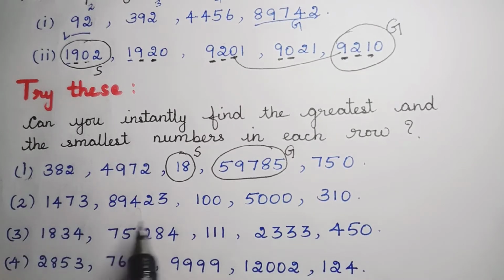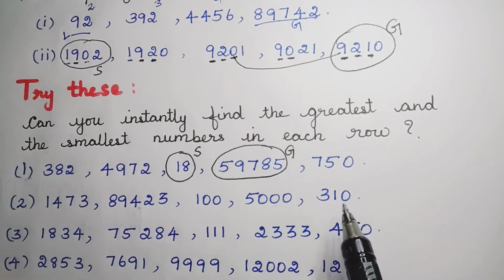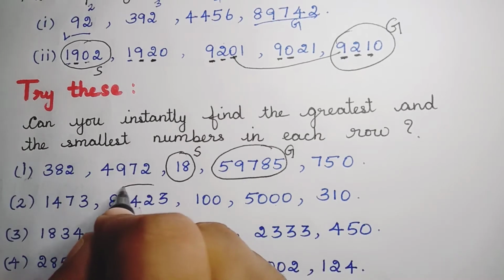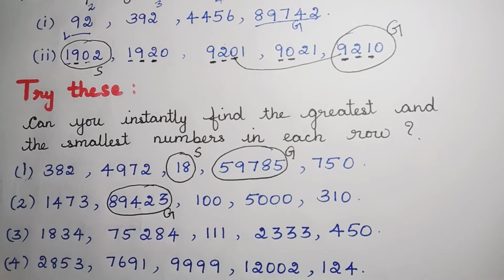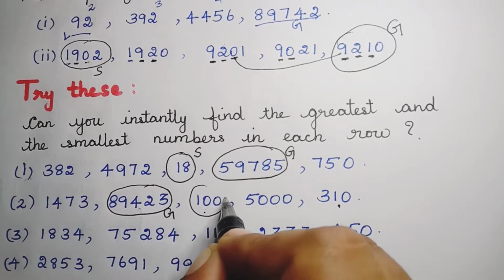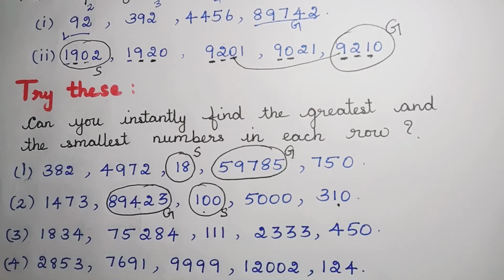Compare the digits. You have 4-digit, 5-digit, 3-digit, 4-digit and 3-digit numbers. This 5-digit number is your biggest number, so this is the greatest number. To find the smallest number, how will you do it? We have 3 digits here. So compare 100 and 310. You know, right, which one is the smallest number here? This is 100, so this is the smallest number.